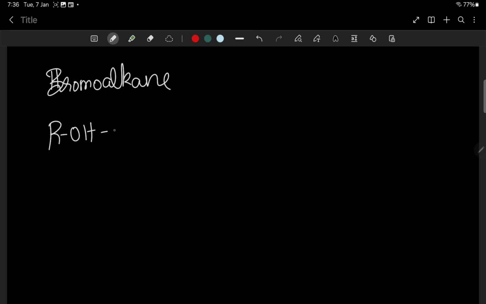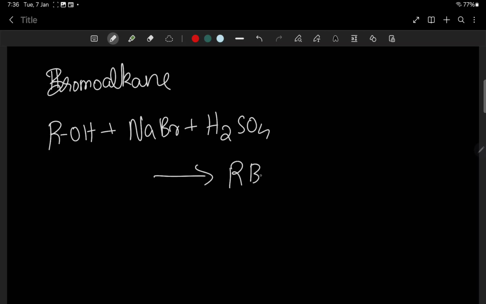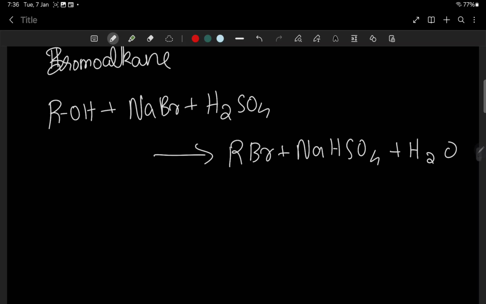Now another method of preparation of haloalkane is the preparation of bromoalkane. This is just to understand. We prepare it with ROH and we can use HBr, but direct HBr is difficult, so we use a mixture of NaBr and H2SO4, and the normal reaction happens. We get RBr plus NaHSO4 plus H2O. This is the reaction.